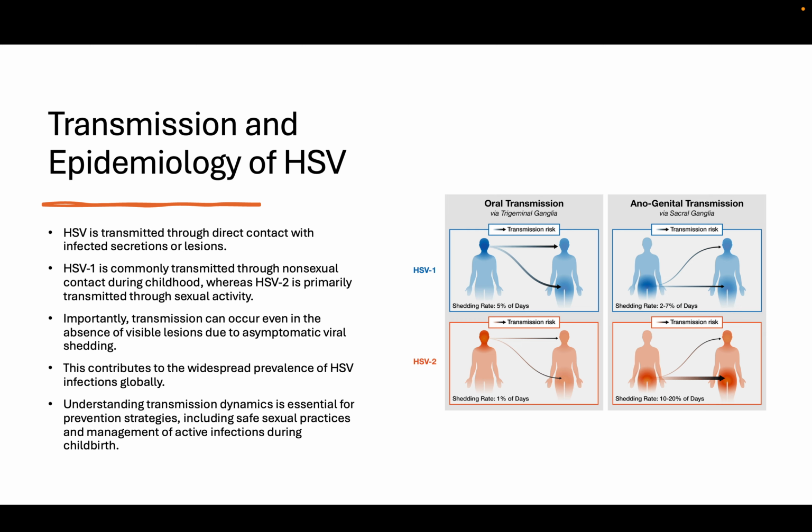It's not really understood. But one thing we know is that the prevalence of HSV keeps growing and growing. So it's very important to understand the dynamics of transmission, so we need to try to prevent it. This most importantly comes with sexual practices, such as wearing a condom, but also childbirth.